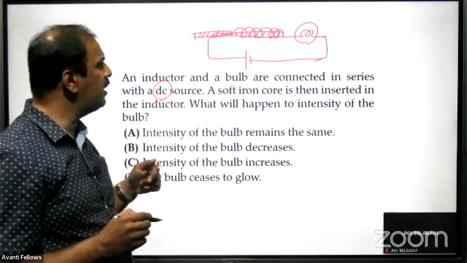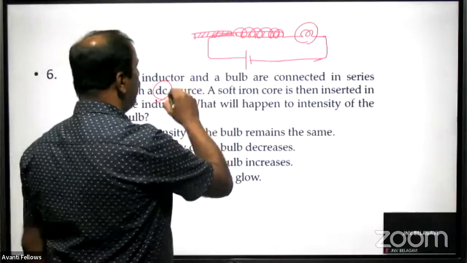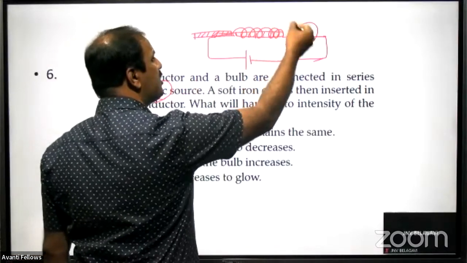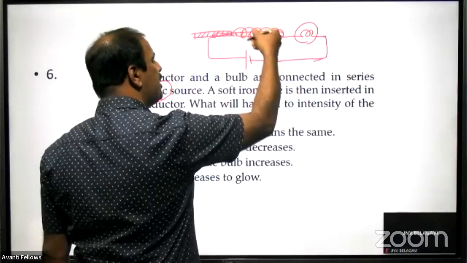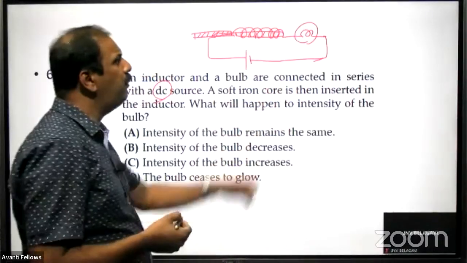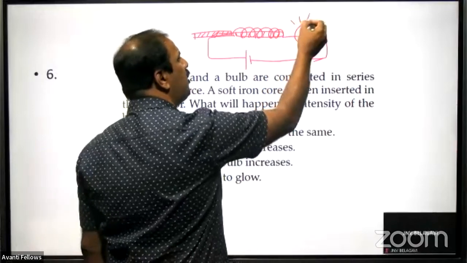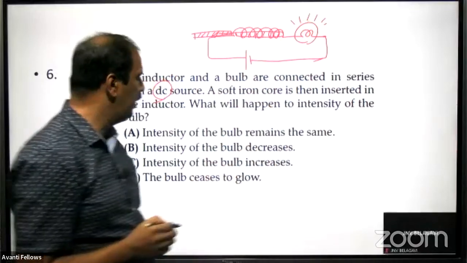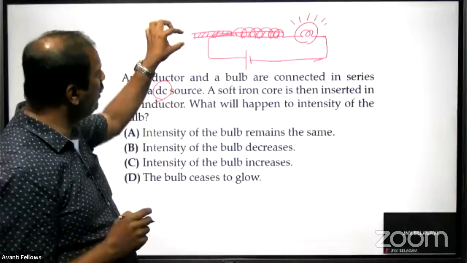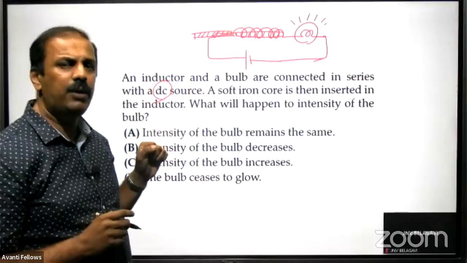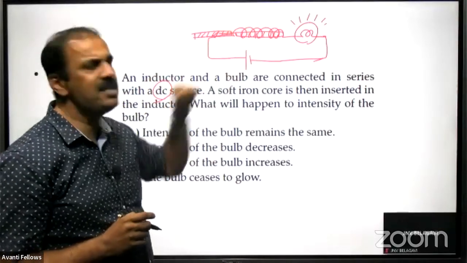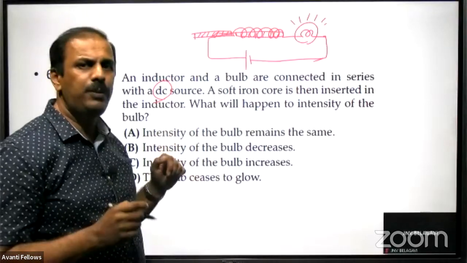Electromagnetic induction we discussed. When the current is passing through this one, we will have a resistance for this coil. So this bulb will have a particular brightness because of the resistance of the coil. So that's about DC. So when you insert this one inside, what will happen? As this one is DC, there will not be any change.